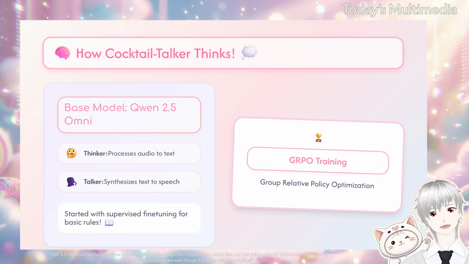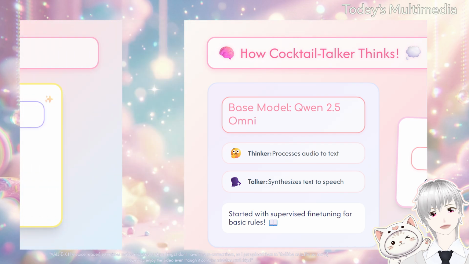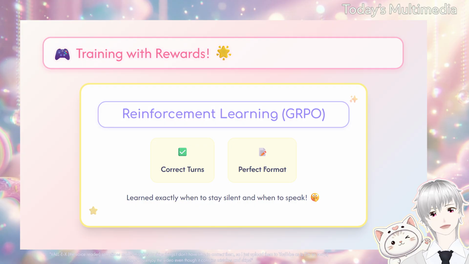Now let us dig a little deeper into how they actually trained the main Talker model. They started with a base model called Qwen 2.5 Omni, which has a thinker and a talker architecture. The thinker processes the audio and generates text, and the talker synthesizes that text into speech. First, they used supervised fine-tuning, which basically taught the model the basic rules of when to use the respond, listen, and ignore tokens. But they did not stop there.